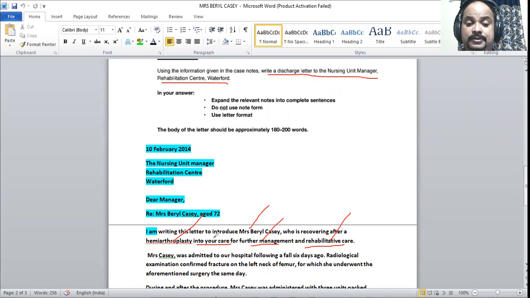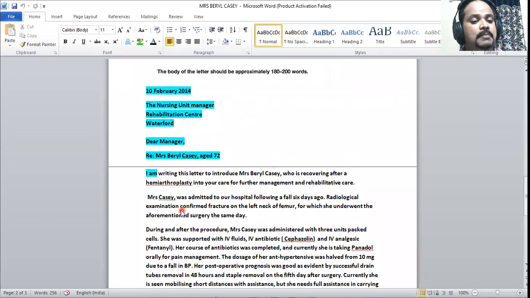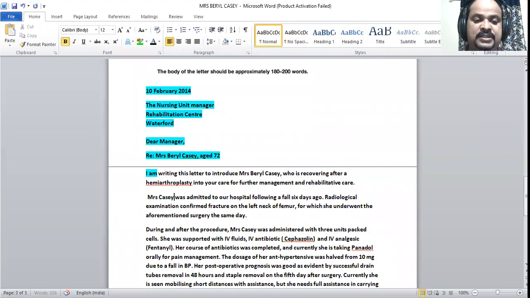So this patient is being introduced to you. Okay, she requires further management and rehabilitative care. Miss Casey was admitted to our hospital. Okay, I don't need this comma there. Miss Casey was admitted to our hospital following a fall 6 days ago.